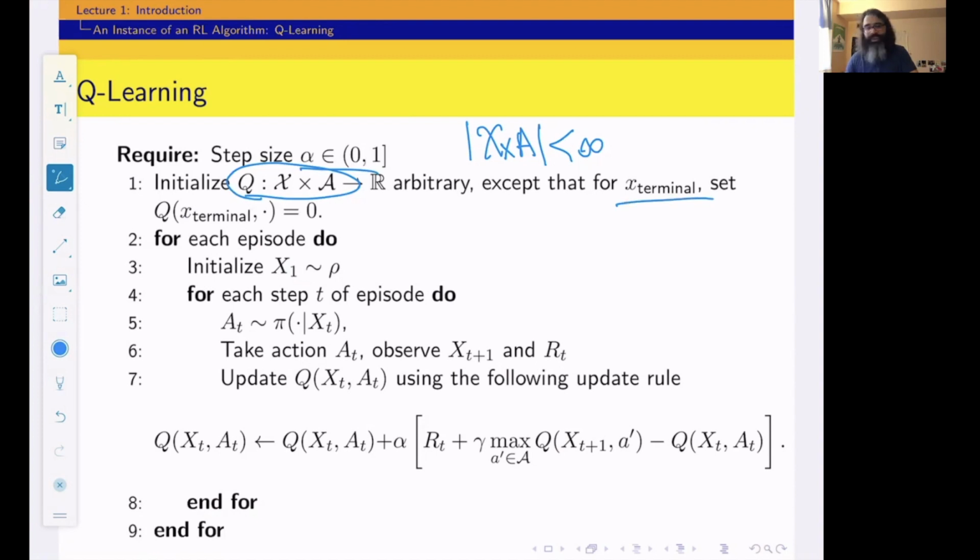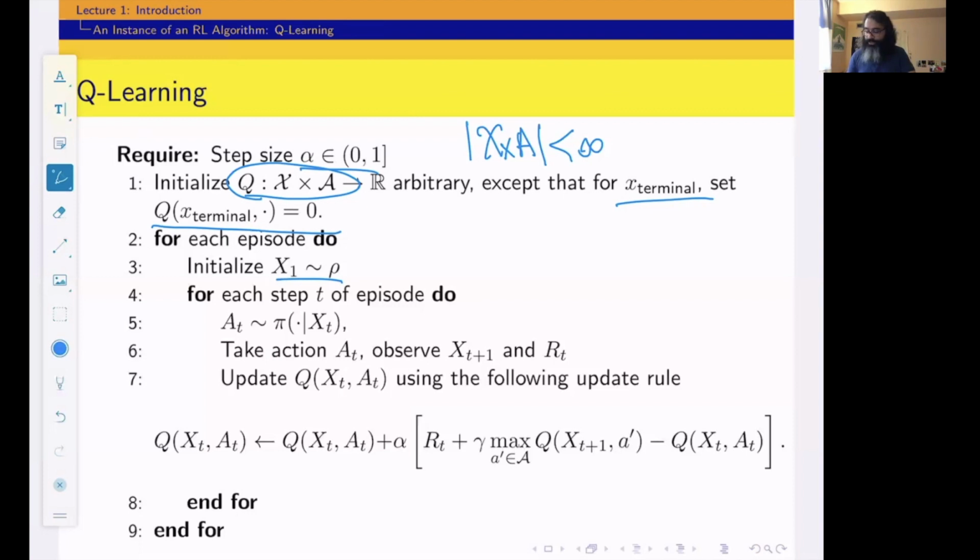Except for the terminal state. We know what the terminal state is, and we should initialize it equal to 0. So for the terminal state, it should be initialized to 0, elsewhere arbitrary. But in many cases, people initialize to 0 anyway. So for each episode, this formulation works for the episodic case or the continuing case. If it is the continuing case, there is no episode, so you go into this for loop once and you stay there. But in the episodic case, you initialize x1 according to some distribution. So it's where your robot is put at the first time step. And then you go for many steps.